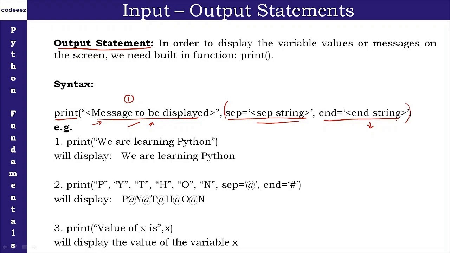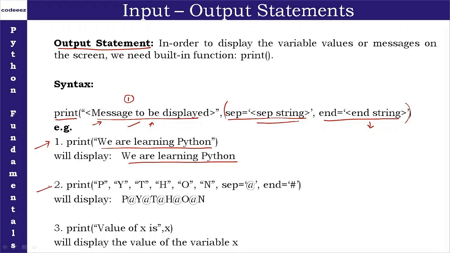Let us understand this with an example. In this first case, simply a message is being displayed on the screen. See, here it is written, we are learning Python, enclosed within double quotes. When this statement executes, it will simply print the string inside the double quotes on the output screen. That is, we are learning Python will be displayed on the output screen.